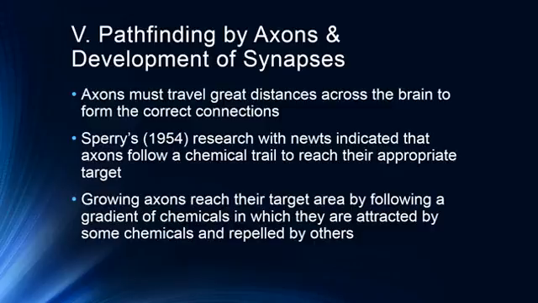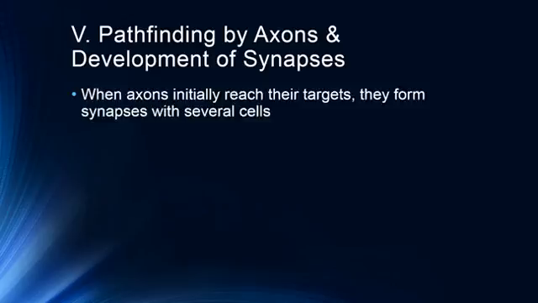This is consistent with what we've talked about previously in the development of synaptic connections, where the strengthening and connection of neurons can actually cause branching, synaptic branching, and the development of new connections from axon to dendrite. When axons initially reach their targets, they form synapses with several cells.